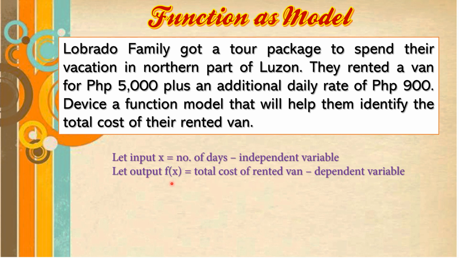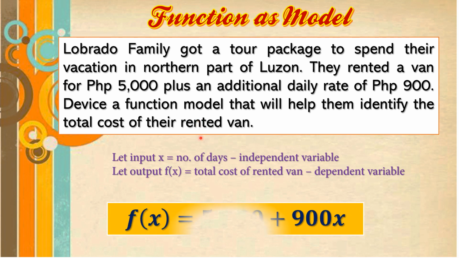And this output is also referred to as the dependent variable. Why dependent variable? Since the value of the output will depend on the value of the input. That is why it is called the dependent variable. Okay, upon checking and understanding the problem given, the function would be f of x equals 5,000 plus 900x. In the problem, we have they rented a van for 5,000 pesos.